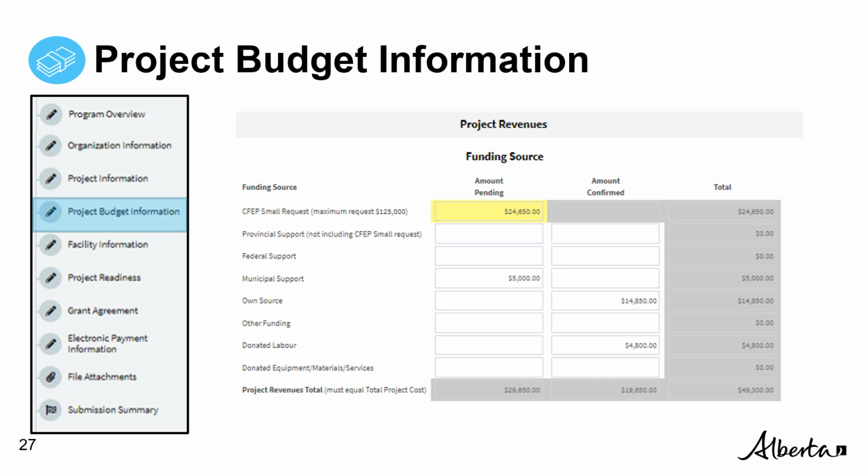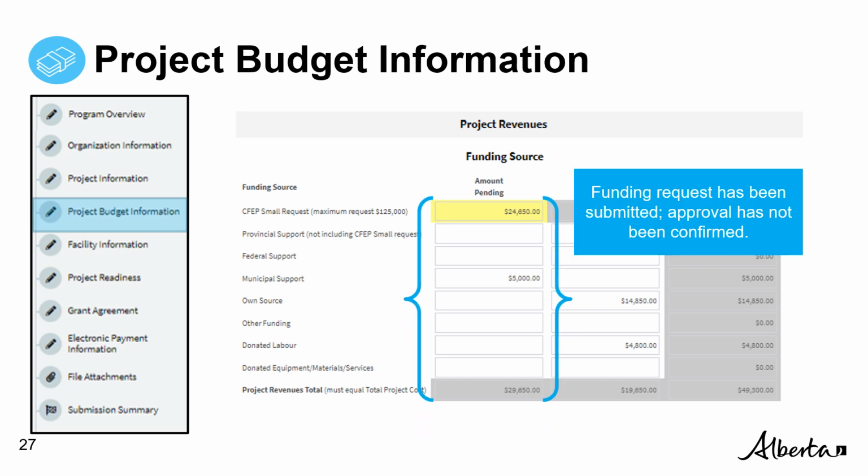This table includes 3 columns. The first is amount pending, which is defined as funding requests that have been submitted but approval has not yet been confirmed. In this example, you will see this application's CFEP small request for $24,650, as well as a pending municipal grant for $5,000.